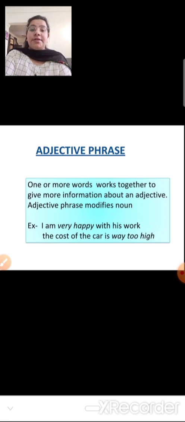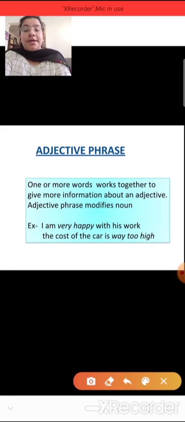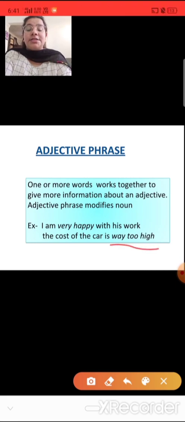Here we will see that an adjective is modified with more words. More words are describing the adjective. Like the example: I am very happy with his work. Here, very happy is the adjective phrase. The cost of the car is way too high. Here, way too high is the adjective phrase.